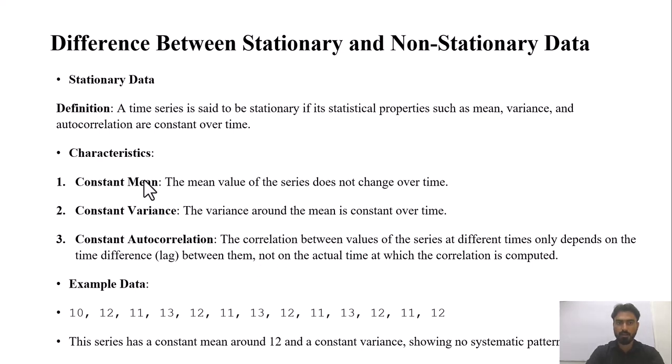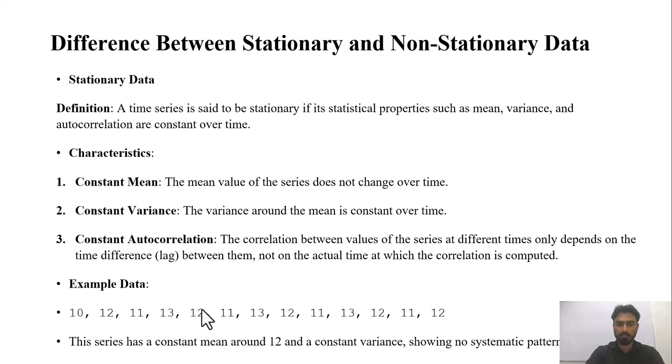So if any data set has these three characteristics, then that particular data set is said to be stationary data. Here is an example of stationary data: 10, 12, 13, 12, 11, 13. If we take the mean of this data set, it is around 12, and its variance is also around 12.